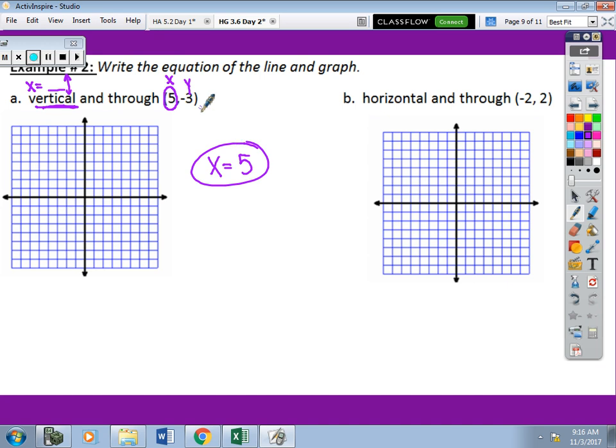Now if I plot this point, (5, -3), it would be vertical going through this point. And again, the equation is x equals 5, not x equals -3, not y equals -3, not y equals 5.